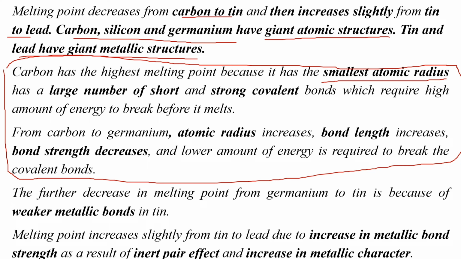So I hope that one can be captured well. So melting point increases slightly from tin to lead. The reason is the increasing metallic character, increasing metallic bond strength. We say the reason is the inert pair effect, and 2, metallic character. Because as atomic radius increases, electropositivity increases, and metallic character actually increases there.